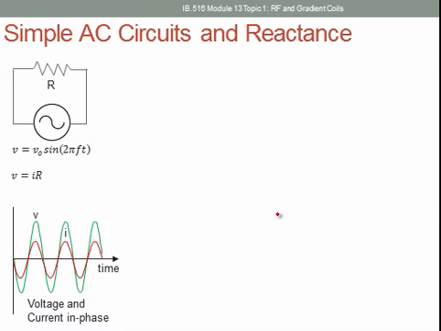Okay, so let's look at some simple AC circuits. I've taken the simple DC circuit and I've just replaced the DC source with an AC source. So the voltage here is oscillating according to sine 2 pi ft. The voltage is still given by Ohm's law, V equals IR. But now we have a resistance and an AC source. The current and voltage are now sinusoidal. But when we have just a resistance, we see that the voltage and current are in phase.